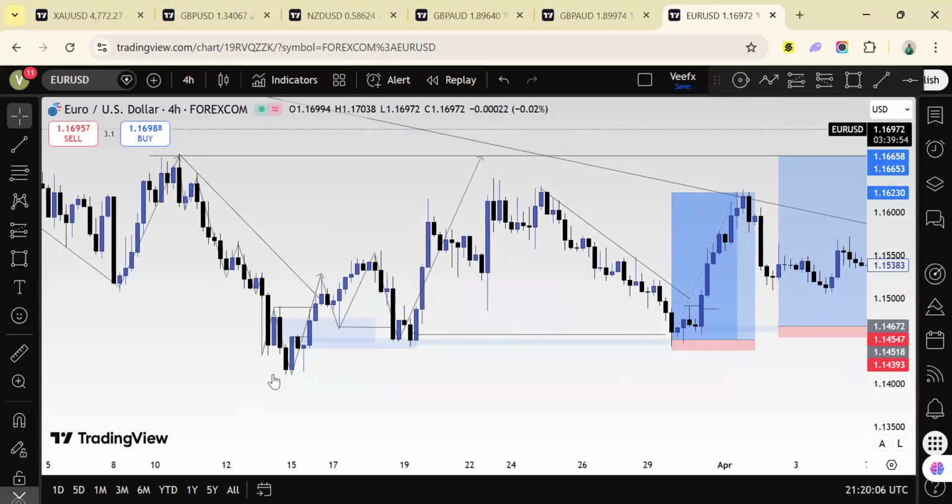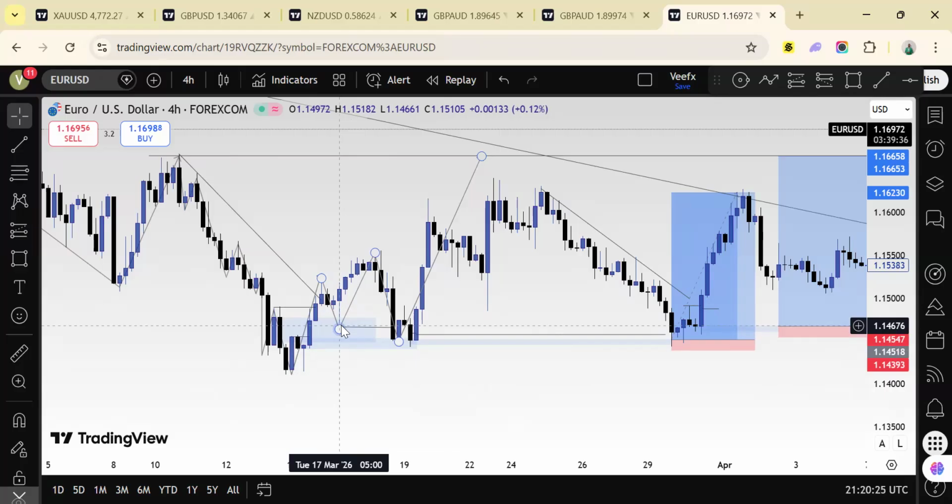Now, the third rule, I'm going to repeat the third rule. It said your POI needs to be unmitigated. What that means is that in the process of the market giving you that liquidity, if the liquidity touches your POI, that means it is mitigated. So you cannot use it.